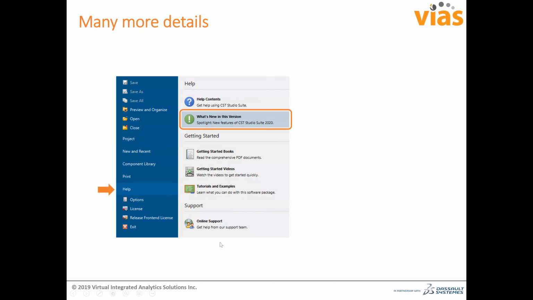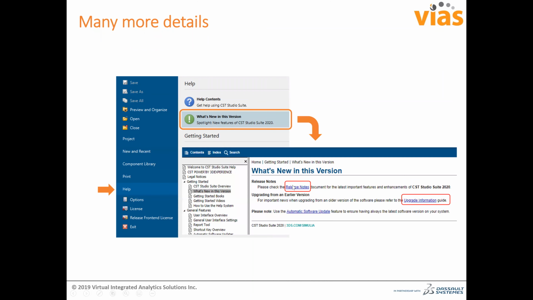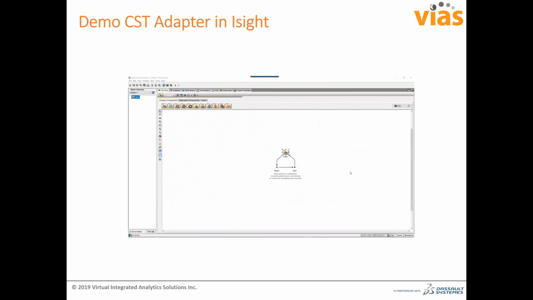If you see the help section of the CST, there is "What's new in this version," and in this there is a release note for CST 2020. For users who are using 2019 or 2018, there will be a comparison between 2019 and 2020, showing what upgrades have been done in 2020. So the user can always see what is new in the latest version of CST 2020.